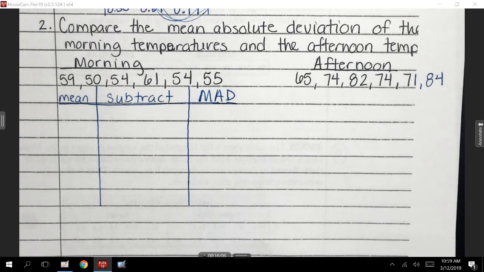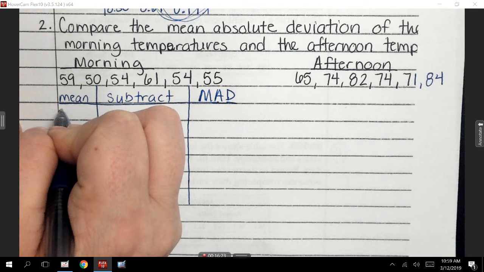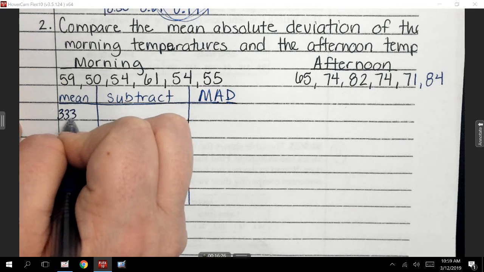All right, let's start off with our mean. Hopefully by the end of the day, we all know how to find the mean. What do I have to do to find my mean, Kaylin? Add them all up. Let's add them all up and see what we get. What do I get when I add them? Kelsey, you got that already? 333, okay? So we add them up.